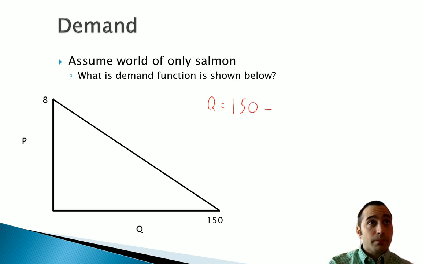Next, if the price of salmon fish is $8 per fish, then it looks like there is 0 demand quantity. So therefore, it must be 150 out of 8 as the y-intercept.